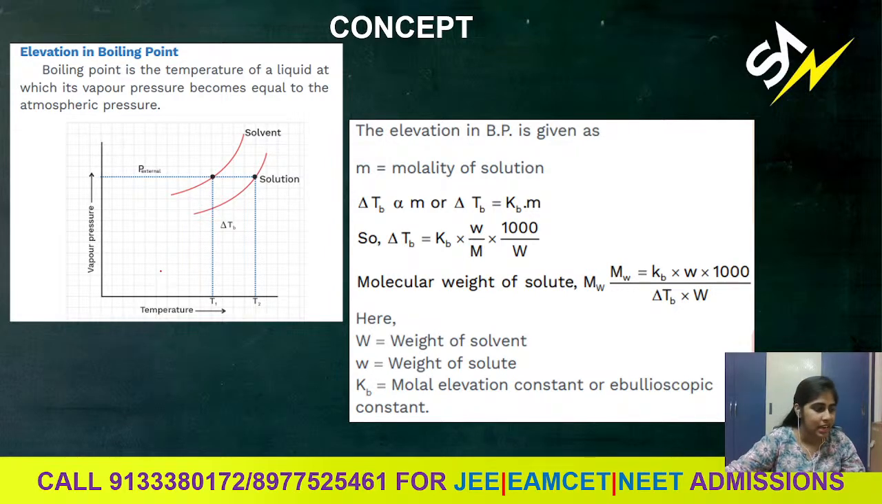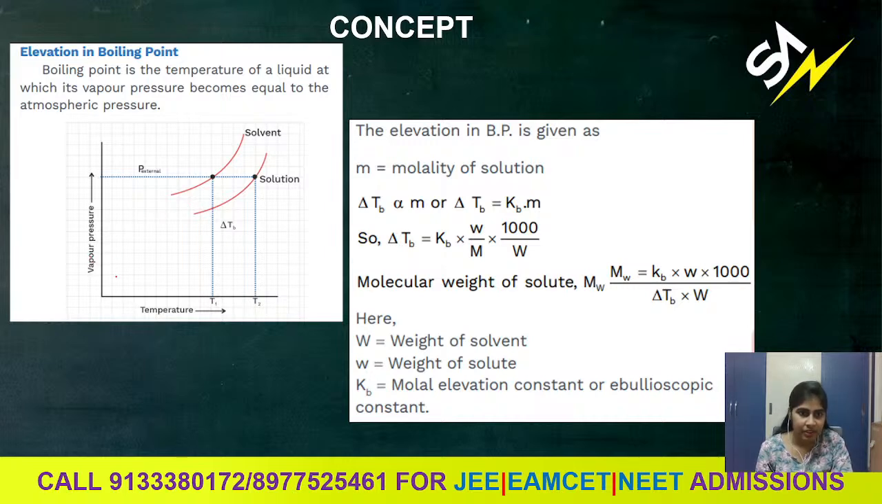And next, one more colligative property, that is elevation in boiling point. How can we see elevation in boiling point? Boiling point is the temperature of a liquid at which its vapor pressure becomes equal to the atmospheric pressure. A liquid will boil when the vapor pressure is equal to the atmospheric pressure. What happens here? You can see the graph here.